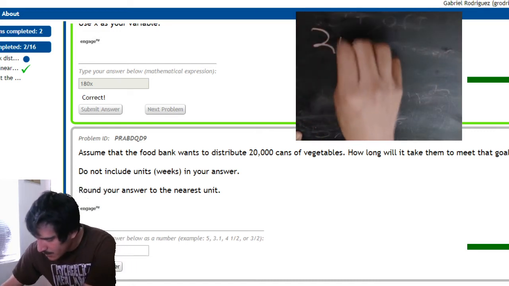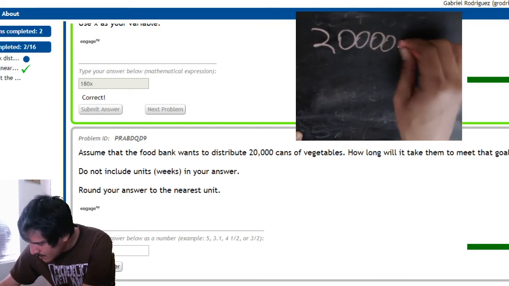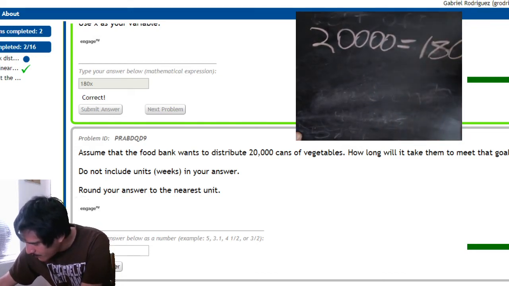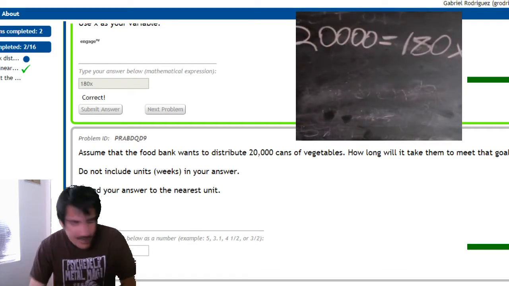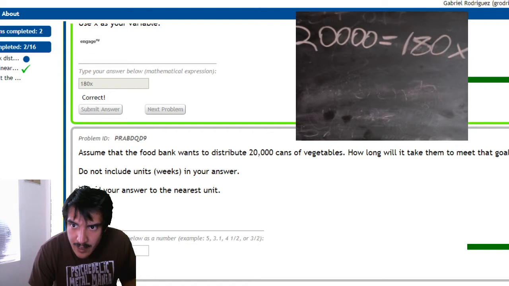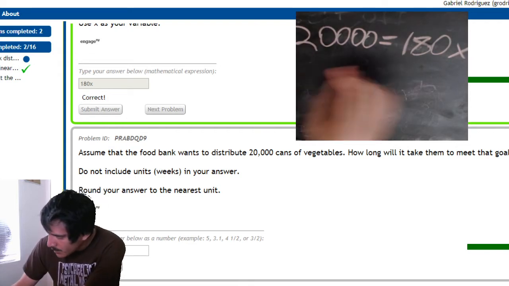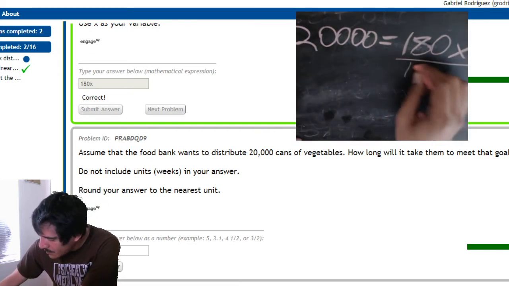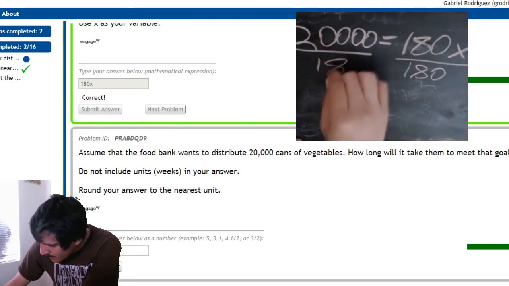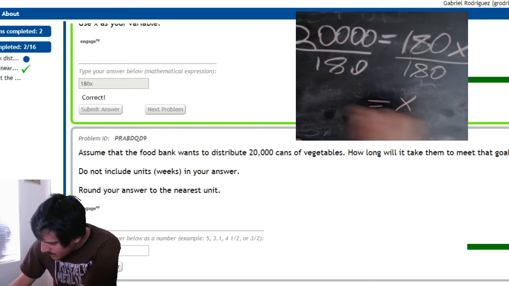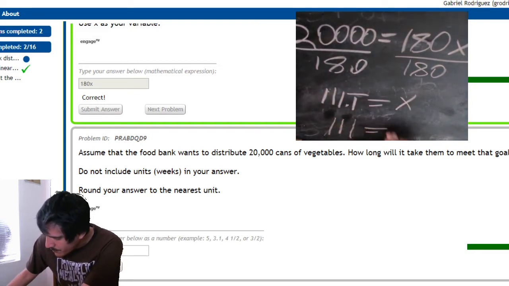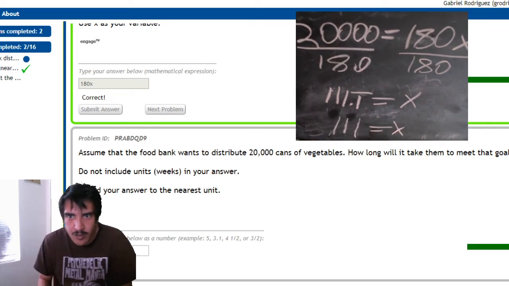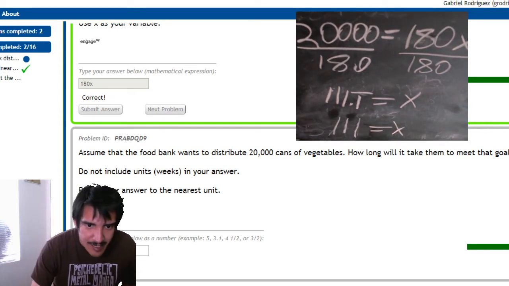We want to distribute 20,000 cans of vegetables. So for this, you did an equation that was 20,000 equals 180, and we don't know how many weeks yet. So 20,000 is equal to 180x. To get rid of the coefficient of 180, you divide by 180. And I do believe we ended up getting x equals 111.1 weeks. So we just rounded to 111 because they said to round to the nearest whole number. So 111 weeks.